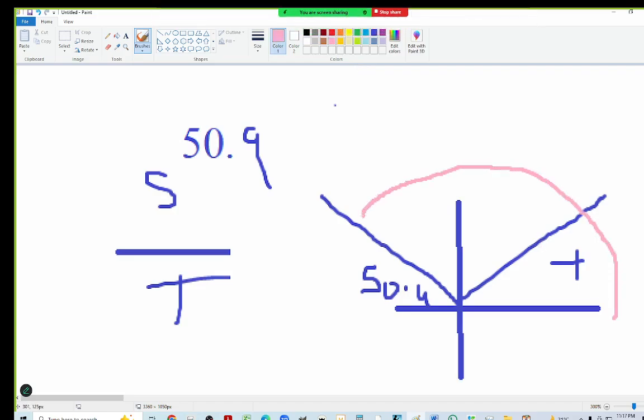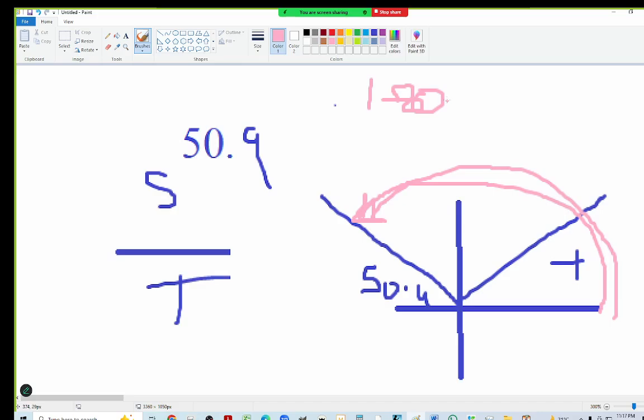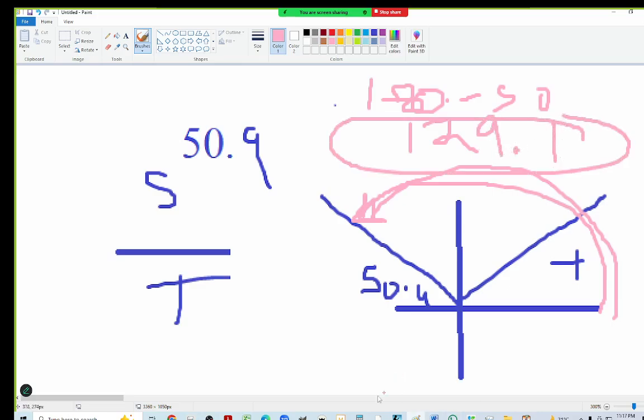How do I figure out that angle? From here to there, if this is 50.9. How much is the full one to here? 180. Then I've got to go back 50.9. I can't round up too much. So it's 180 minus 50.9. So this other angle that we're talking about is 129.1. Now let's prove it to ourselves.